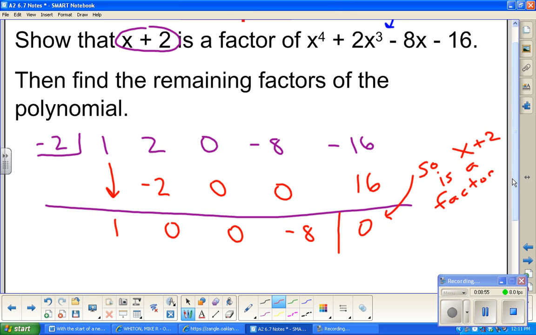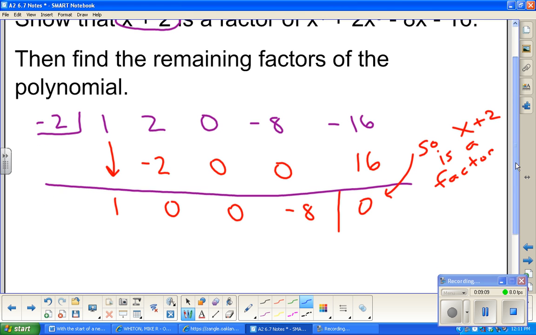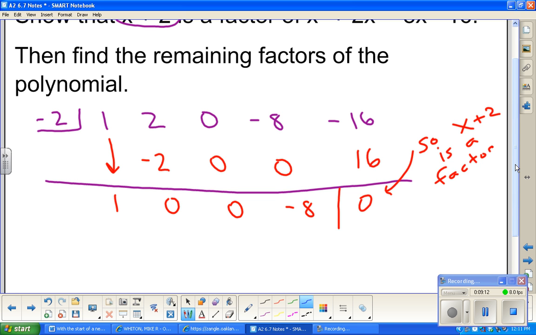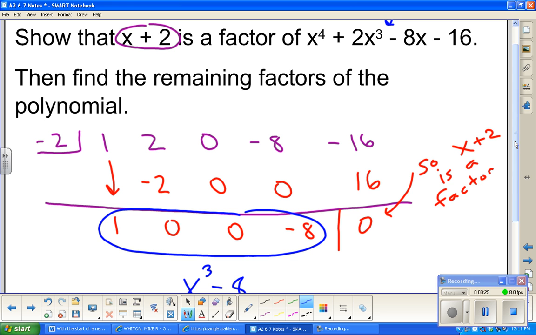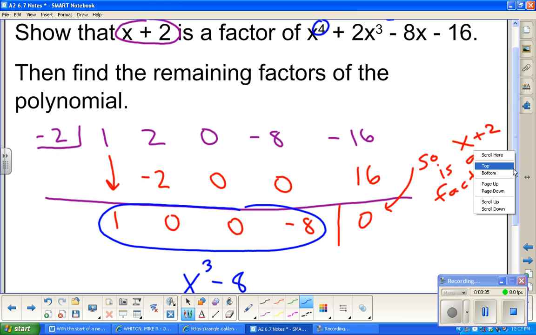So that's step 1. x plus 2 is one of the factors of this big thing. The other ones will come from the answer to our division problem. And what is that answer? 1x cubed plus 0x squared plus 0x minus 8. So it's really just x cubed minus 8, isn't it? That's what this answer is, because remember the exponent always starts 1 less than the original. We started as a 4th degree, so when we divide something out, we're always going to be 1 less than that.